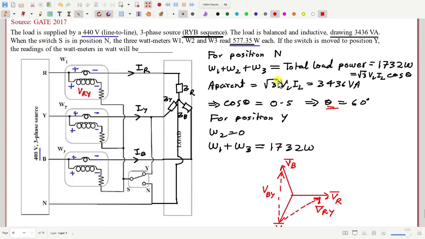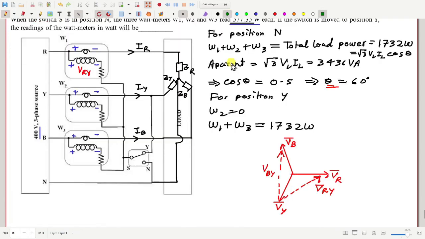And what else is the load? Yeah, the load is inductive. Okay, so how should be the line currents? The line current IY should be here. This angle is 60 degree. This is IR. Okay, then IY will be here and IB will be here.